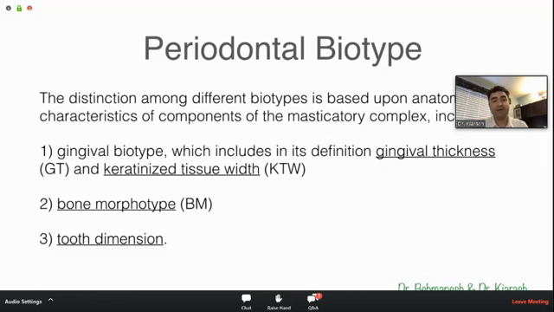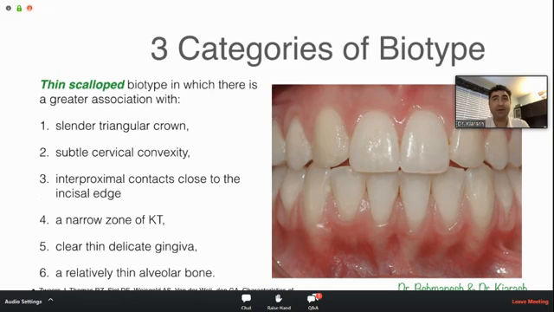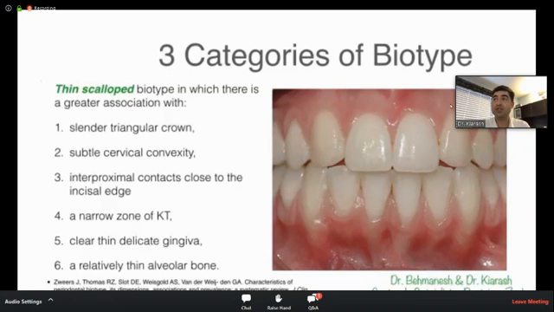Periodontal biotypes, we're talking about gingival thickness versus tissue width. We talk about bone morphology and morphotype, as well as tooth positioning and tooth dimension. And when we look at tissue biotype, it really breaks down into 3 segments. Category 1 is the famous thin scallop. So you see very, very triangular shaped teeth. You see very thin tissue all around. We typically see a narrow zone of keratinized tissue. Typically, the contact point between teeth is more at the incisal edges, and we don't see much convexity around the teeth, around the cervical area.